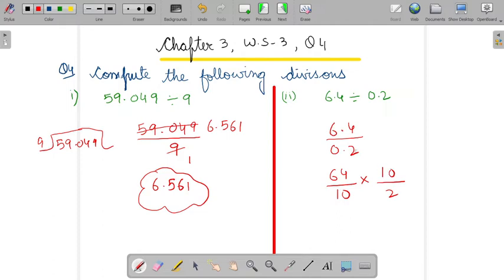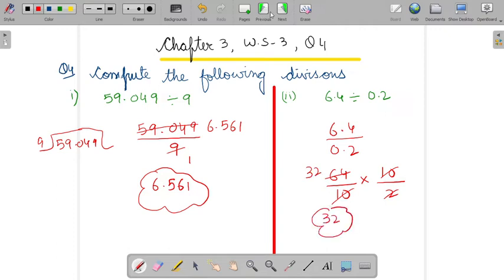So after decimal, one digit is there. So what we will do? We will write this 2 here and it will become reciprocal. So 2 upon 10. So the 10 will go on the upper side. Now we will cancel the term. 10 and 10 will be cancelled out and this will be cancelled as 32.